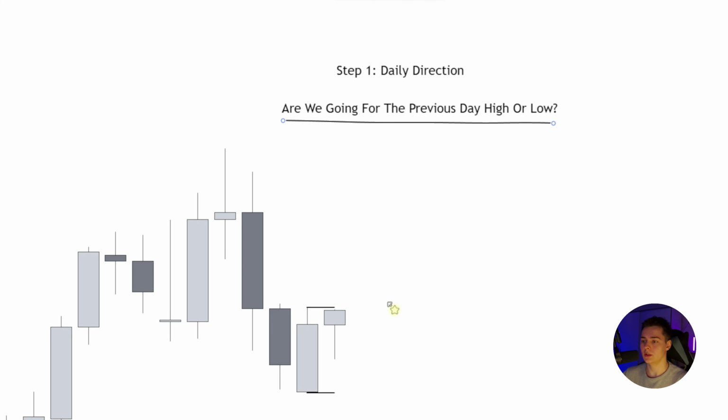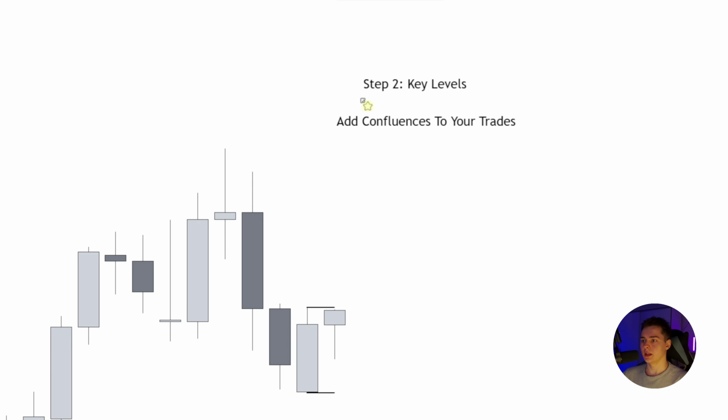Now, in this example, it's already very clear that we'll most likely go for the previous day high and not for the low, simply because we have already established movement onto the upside and we are just so close onto it. Now, the next step is going to be mark out key levels, because if you're not adding confluences to your trades, then basically you're trading one simple concept and most likely that is not going to be enough.